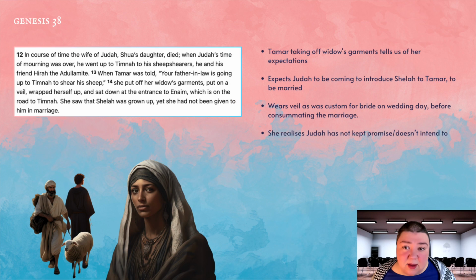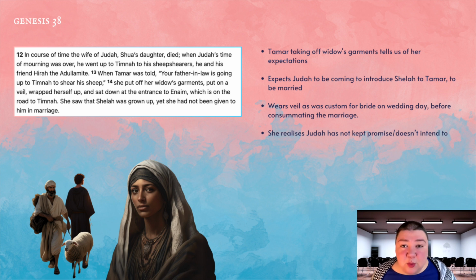"In course of time, the wife of Judah, Shua's daughter, died. When Judah's time of mourning was over, he went up to Timnah to his sheep shearers, he and his friend Hira the Adullamite. When Tamar was told, 'Your father-in-law is going up to Timnah to shear his sheep,' she put off her widow's garments, put on a veil, wrapped herself up, and sat down at the entrance to Enaim, which is on the road to Timnah. She saw that Shelah was grown up, yet she had not been given to him in marriage."